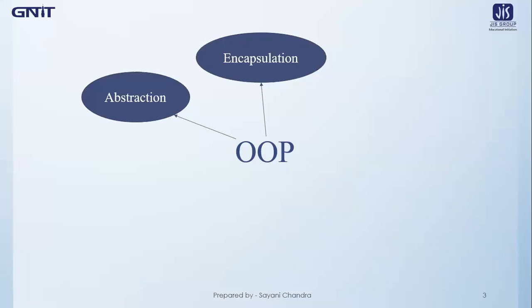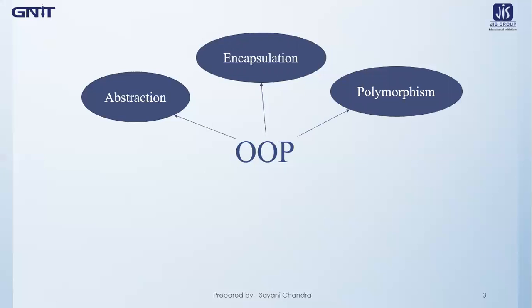So let's move on to the next property of object-oriented programming, which is polymorphism. So polymorphism can be described as one thing which can have many forms. Polymorphism basically comes from two words. One is poly, which means many, and another one is morph, which means forms. So polymorphism means many forms.